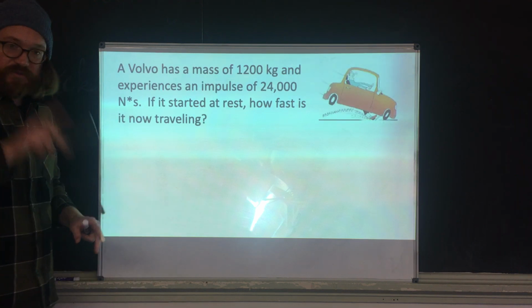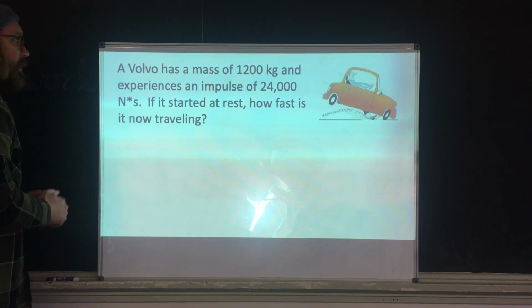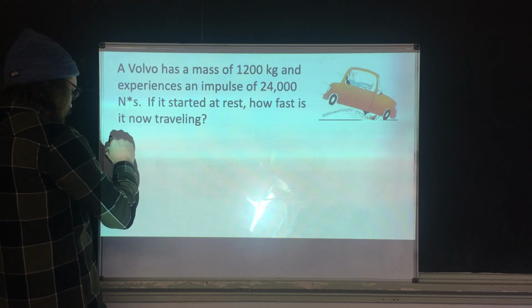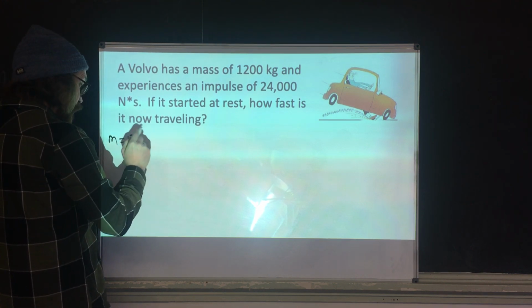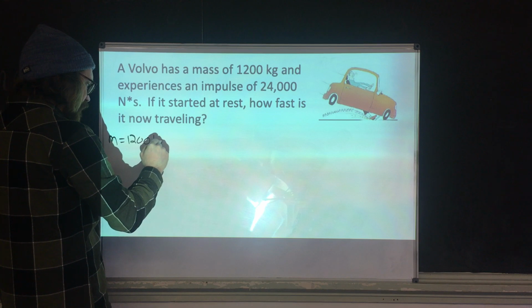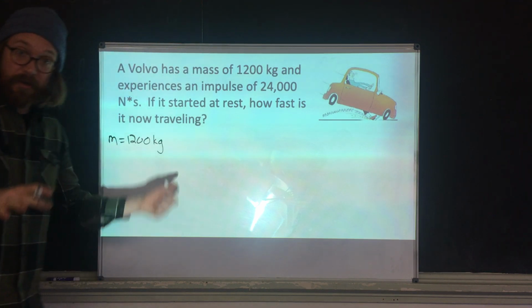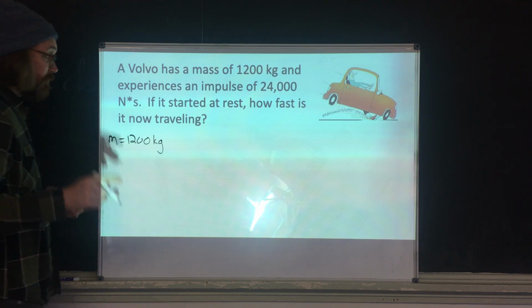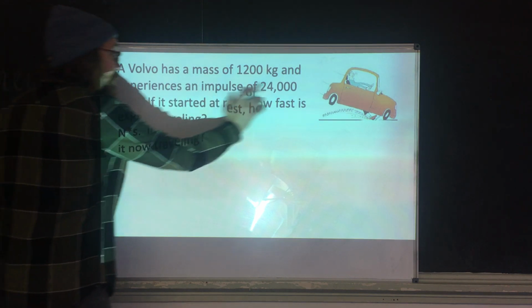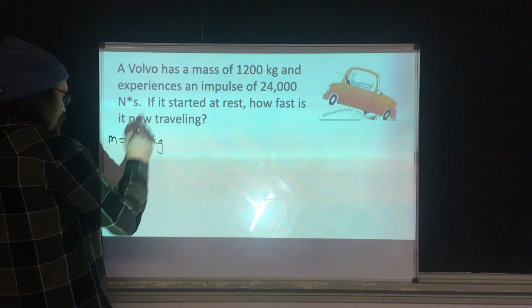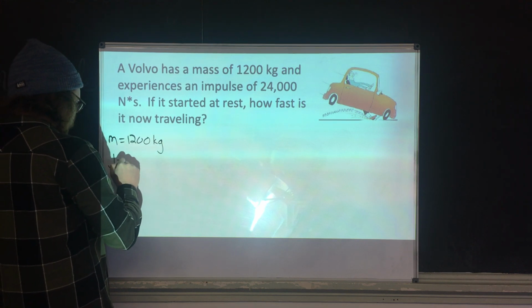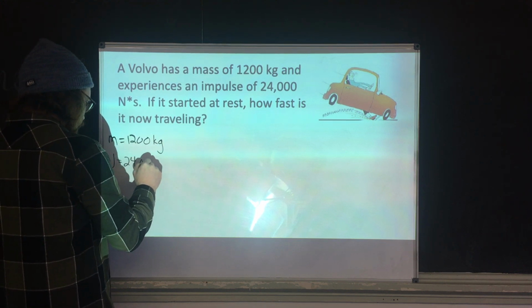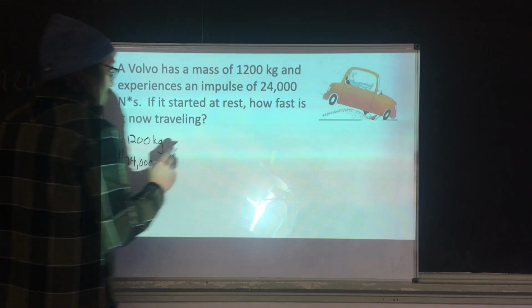Here we have a Volvo, a sturdy car. This Volvo has a mass of 1,200 kilograms. And again, as I always say, stop the video here and see if you can solve this one. Did you get an answer? Let's see what you got. It experiences an impulse of 24,000 Newton seconds, which is a little easier to write.